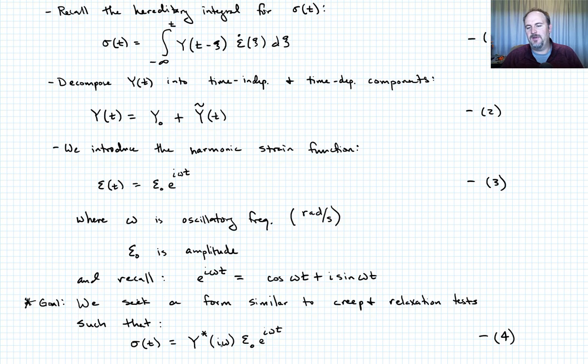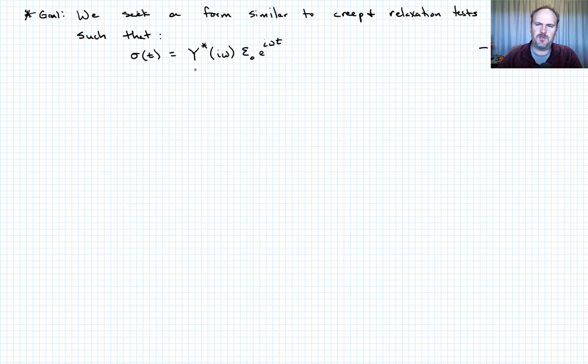Remember when we talked about the relaxation modulus, we wanted sigma of t is equal to Y as a function of t times epsilon naught, right, for that particular loading. So we're trying to find a form that's similar to that. Okay, so just again from a definition perspective, Y star is something we're going to call the complex, or sometimes it's called the dynamic modulus. Okay, we'll come up with its proper form in a minute.